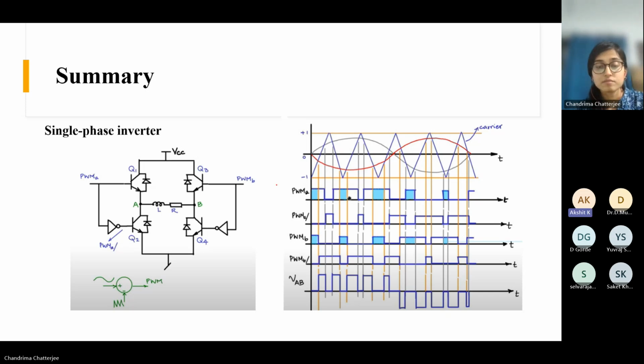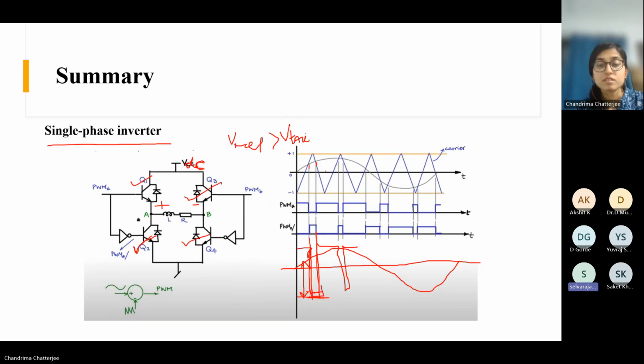Now I want to ask, at the peak of the triangular wave, why is PWM of A low? Because of the logic that I told you: when V reference is greater than V triangular, then only this pulse will be high. But in this region, this is the reference wave and this is the carrier wave, so the carrier wave value is higher than the reference wave. That's why this is low.